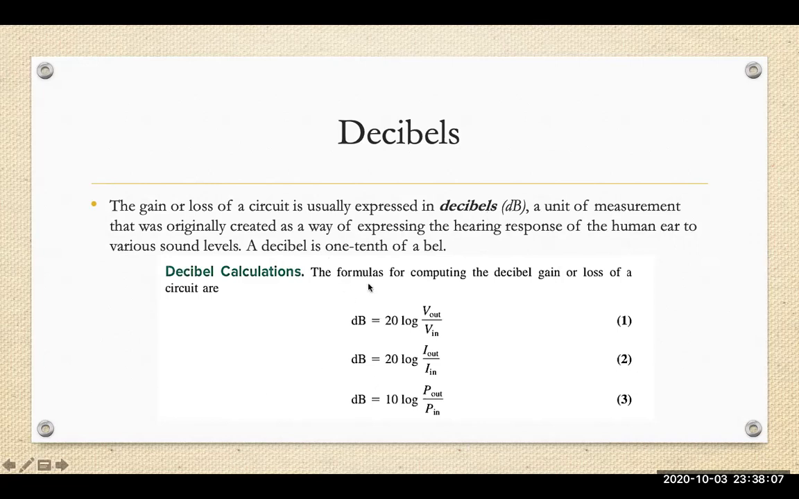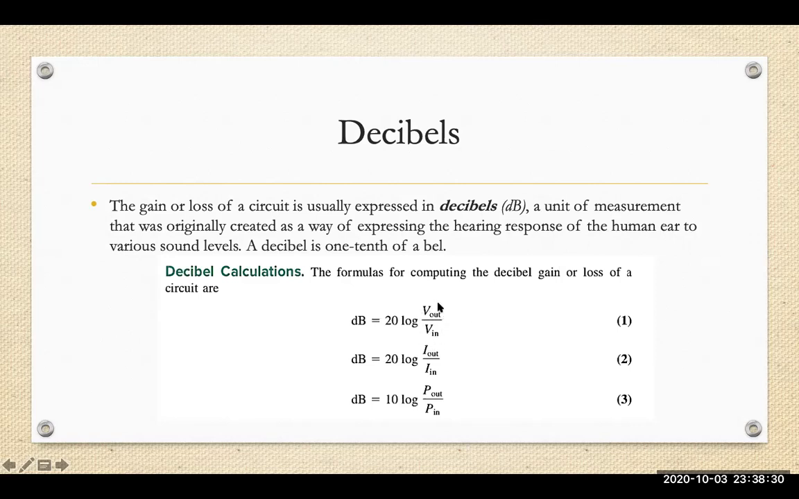So previously we have a gain that has no unit. So here, to express the gain or loss in dB, these are the formulas. If you're given a voltage, V out over V in is the unitless gain.